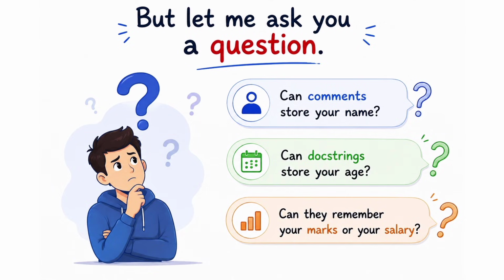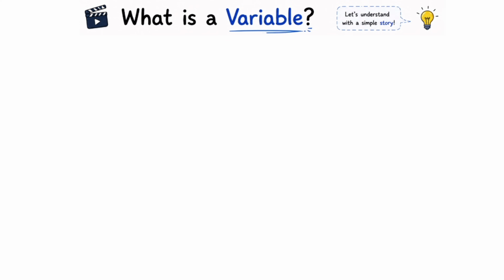But let me ask you a question. Can comments store your name? Can docstrings store your age? Can they remember your marks or your salary? And the answer is no. Comments are only for explanations and docstrings are only for documentation. But every application we use today stores information. Instagram remembers your username, WhatsApp remembers your chats, Netflix remembers the movies you have watched. So how does Python remember information? That's where variables come into the picture.